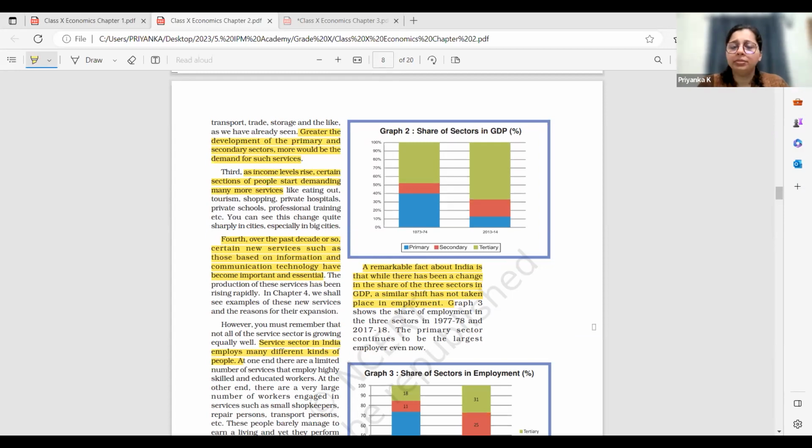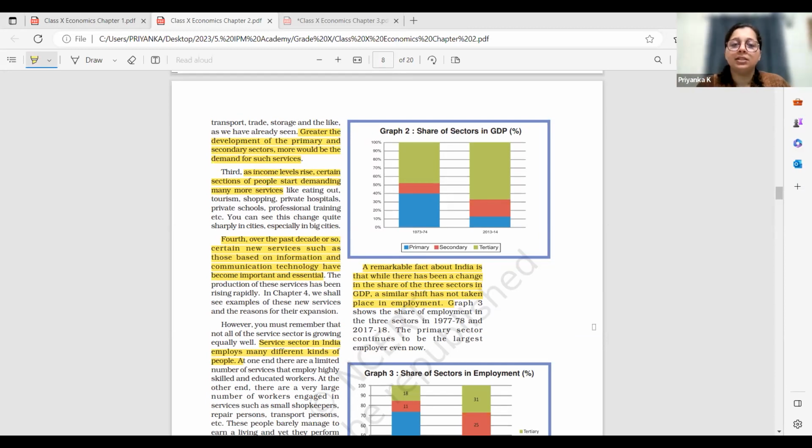Because when our incomes have started rising, we are looking for services that give us pleasure. So we go for dining out, we go for entertainment, we go to theaters, and we go to shopping malls for maybe necessary or unnecessary things, we do visit shopping malls. So with the level of income rising among the people, the demand for services is also increasing. And when we spend a large amount on shopping, we need to understand that that is actually contributing to the GDP of our country.